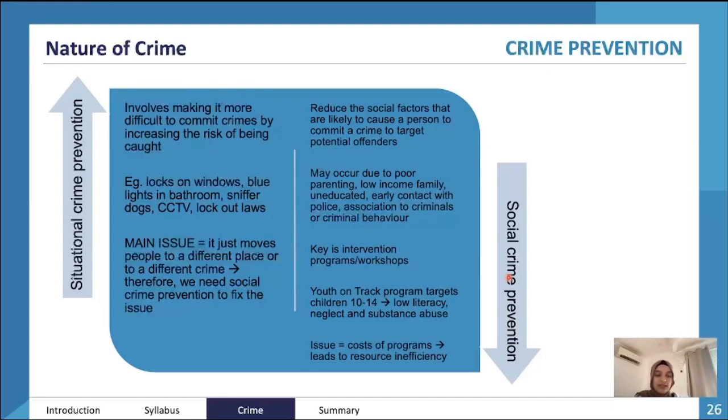We can't just stop there and create situations, because we can't create a situation of crime prevention in every single place. Not every single place is going to have blue lights in the bathroom, for example. So we need to look deeper into the root of this issue: why do people actually commit these crimes? And then we can fix the issue from there. So that's where we look at social crime prevention. This is where we reduce the social factors that are likely to cause a person to commit a crime, or to target potential offenders.